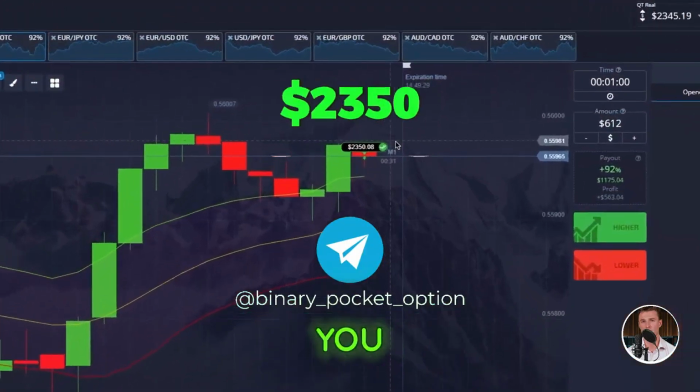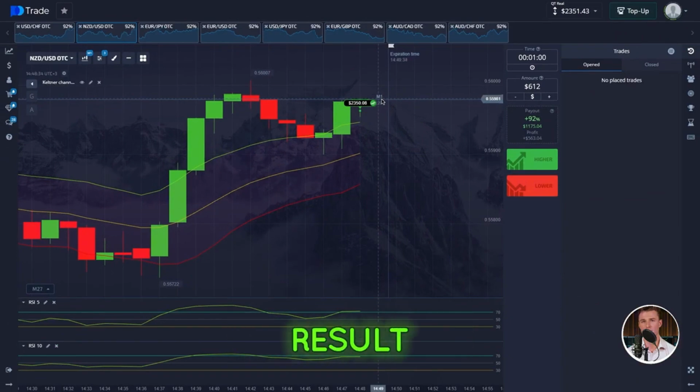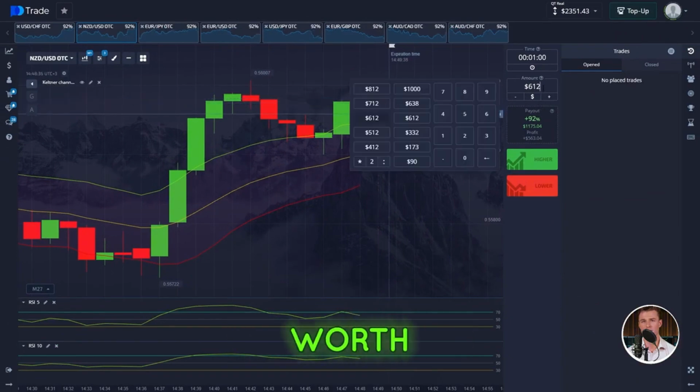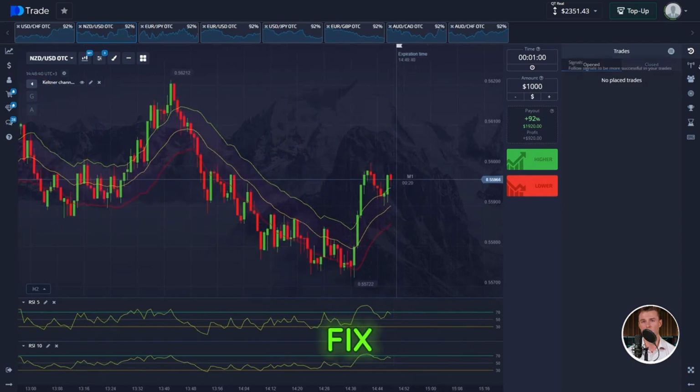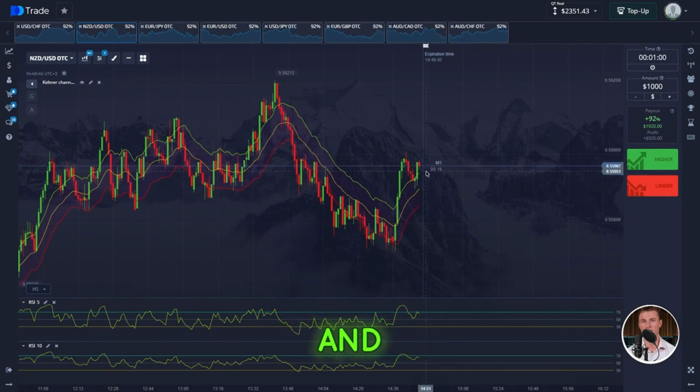And as I told you, our next deal is closing in A+. To consolidate the result, let's open two deals worth $2,000. And in general, it will be possible to fix your profit. I'm already satisfied with the trade. Let's continue the analysis and select our final currency pair.